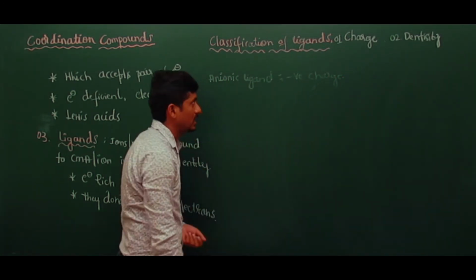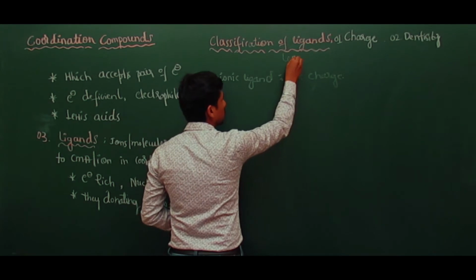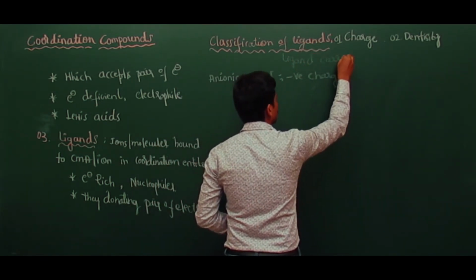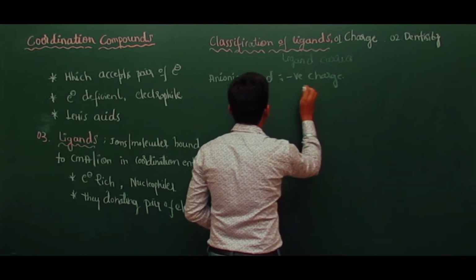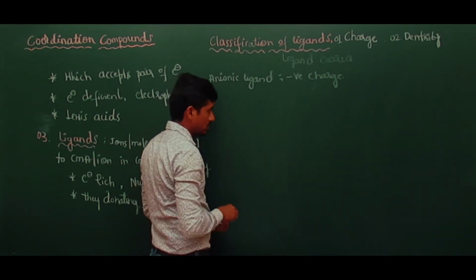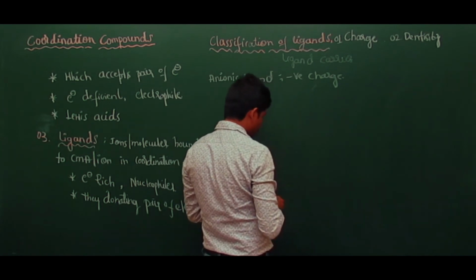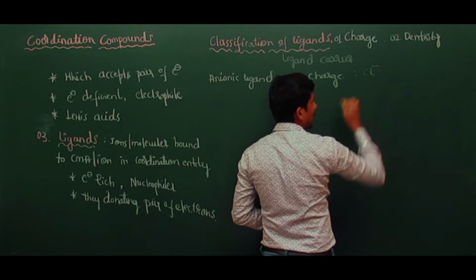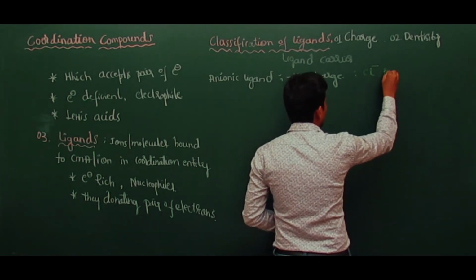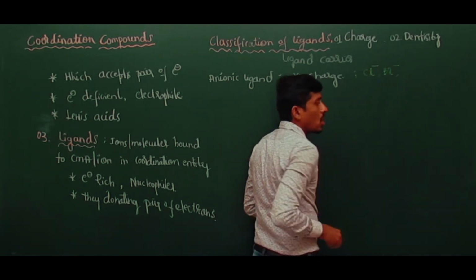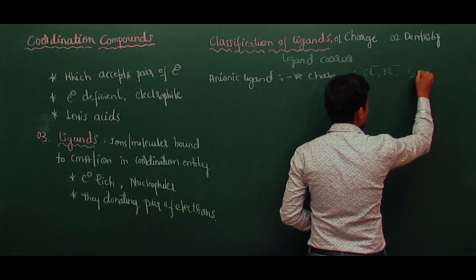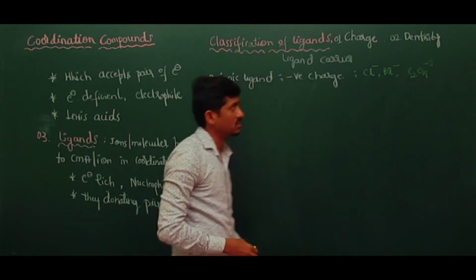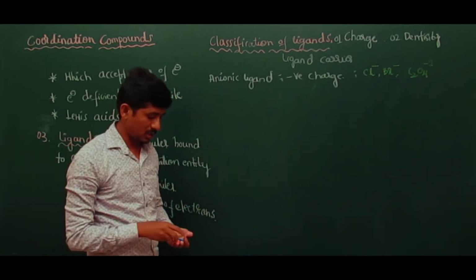And how to define it? A ligand that carries a negative charge is called an anionic ligand. Examples of anionic ligands are Cl minus, Br minus, and oxalate, C2O4 2 minus. Right? These are the examples of anionic ligands.